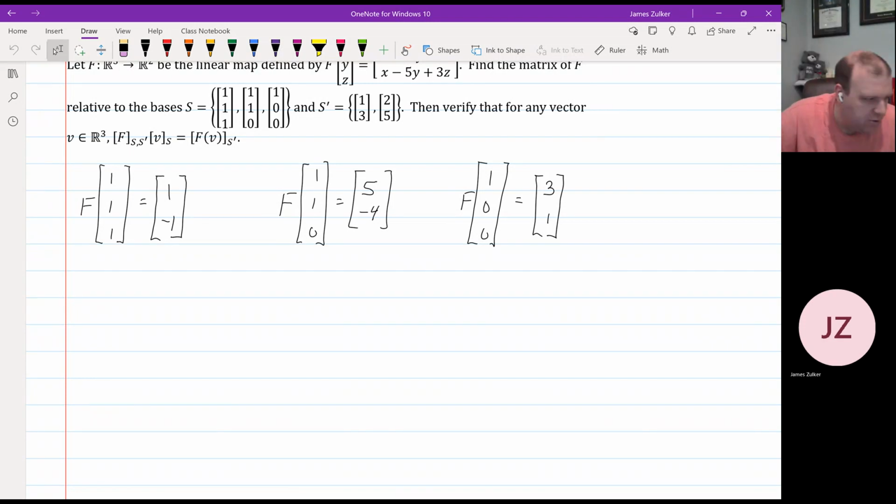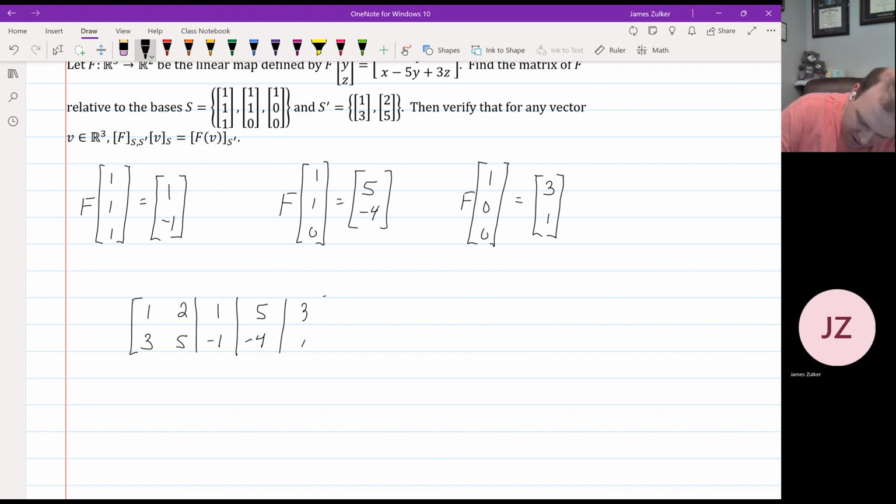Right, so it should be 1, 3, 2, 5. Now, of course, we augment it. 1, negative 1. Second augment: 5, negative 4. Third augment: 3, 1. Row reduce this.